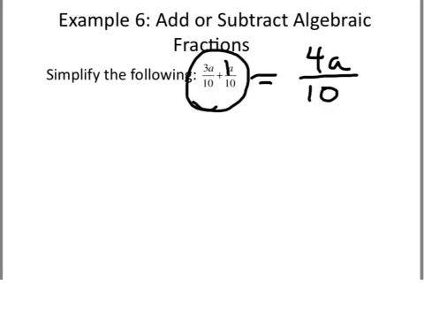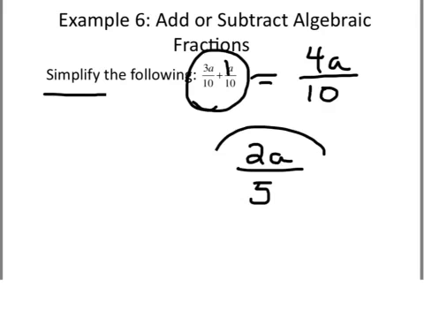We're not done yet because we want to simplify this. We recognize that 4 and 10 both have a common factor of 2. If I divide my numerator by 2, I get 2a. Yes, the a still stays there, hangs along for the ride. And then when I divide the denominator by 2, I get 5. So the final answer is 2a/5.